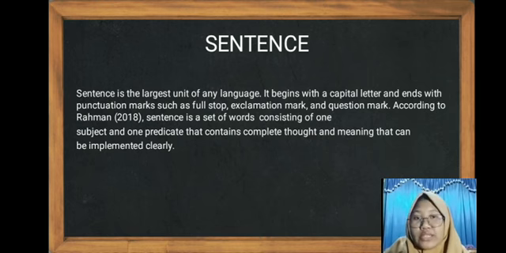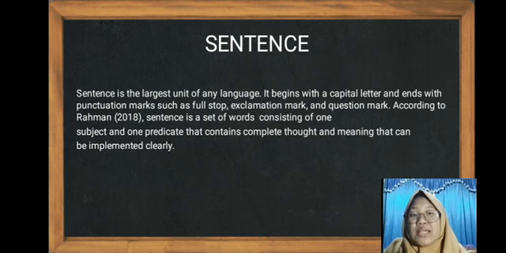According to Rahman 2018, sentence is a set of words consisting of one subject and one predicate that contains complete thought and meaning that can be implemented clearly. It means if there is a word that is arranged but does not have any meaning at all and cannot be understood, it's not a sentence.